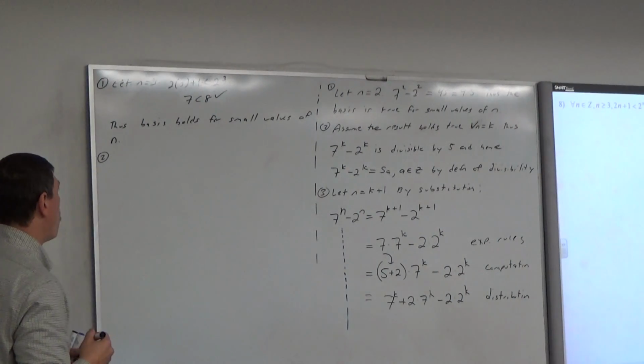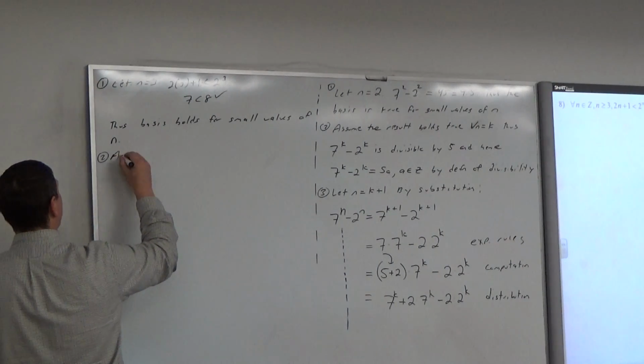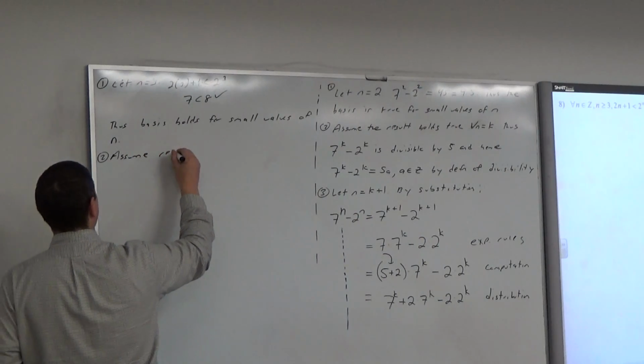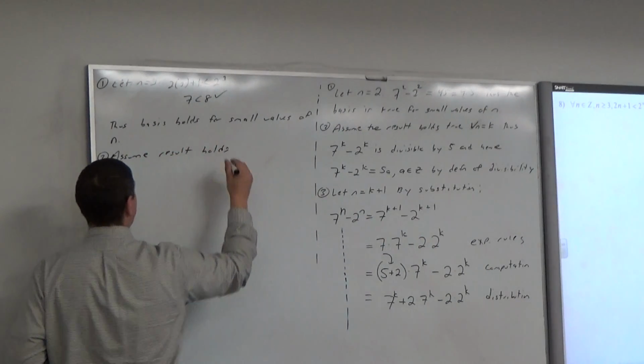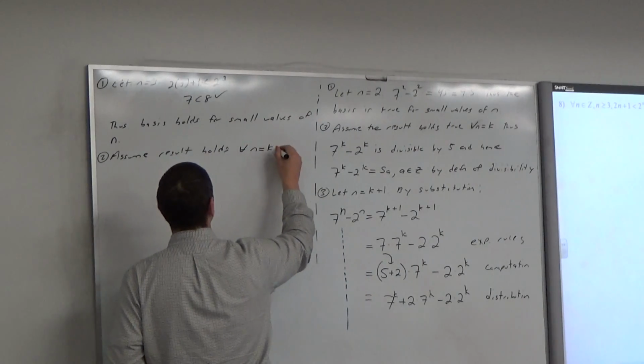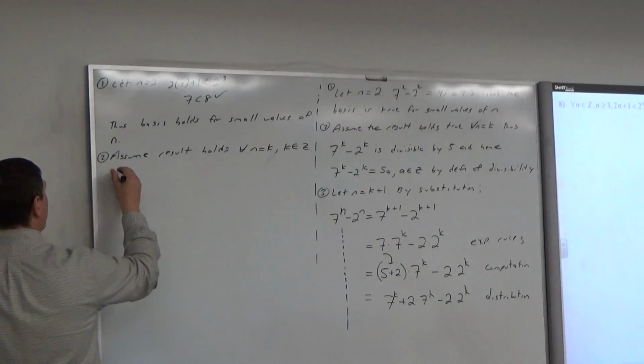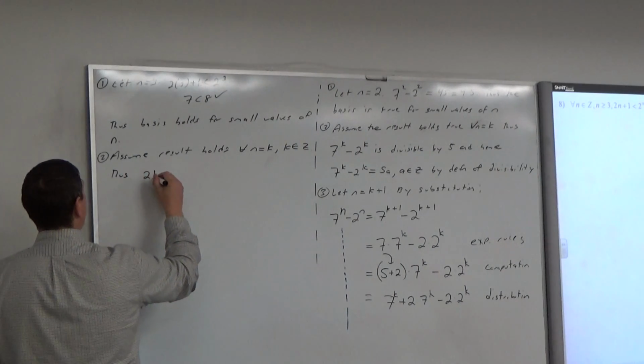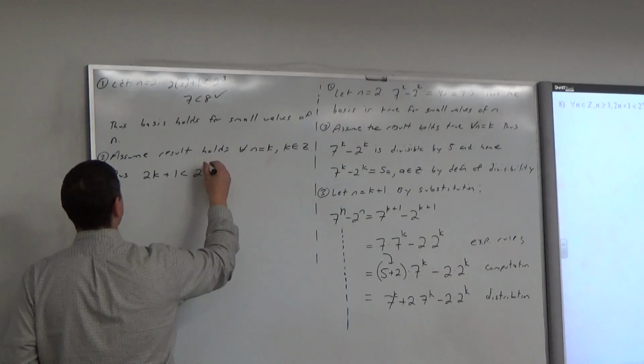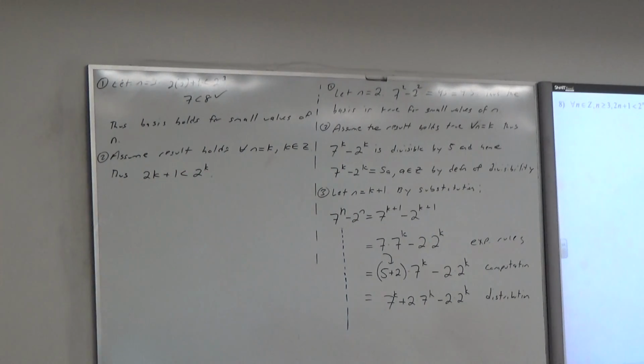Then we assume the result holds for all n equals k. So assume the result holds for all n equals k, where k is an integer. Okay. Thus, 2k plus 1 less than 2 to the k. All right. All right, so is everyone okay with that much, guys? I mean, that's easy stuff, okay?